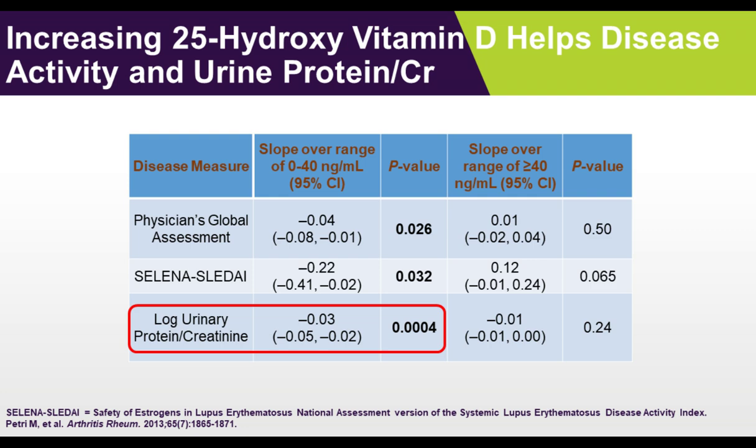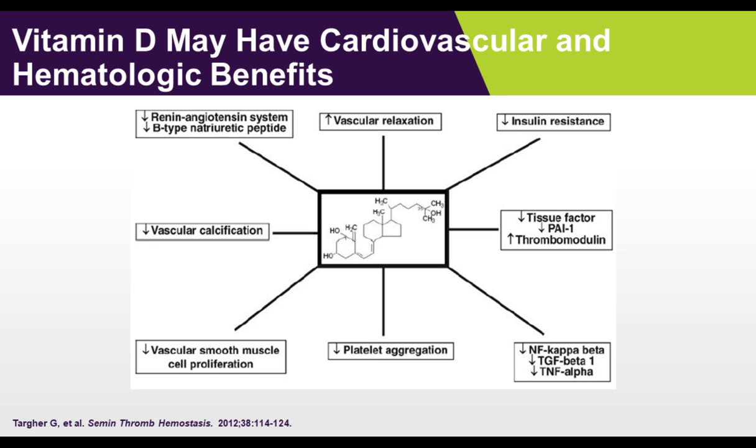Vitamin D may have a lot of other benefits in lupus, including cardiovascular and hematologic benefits. Cardiovascular benefits include a reduction in blood pressure and cholesterol. Since half of our lupus patients have antiphospholipid antibodies, a very important benefit is that vitamin D reduces thrombosis. And this was actually proven in a randomized clinical trial in oncology.